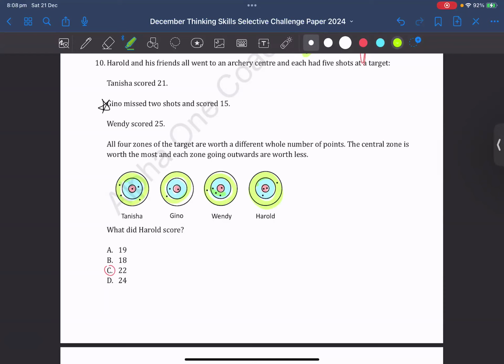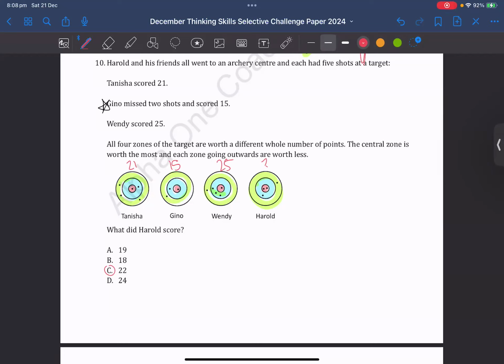Alrighty, and I'm just going to write out what each person got. So I've got a 21 here, Gino only got 15, and Wendy scored 25, and I don't actually know what Howard got, which is what the question is asking.